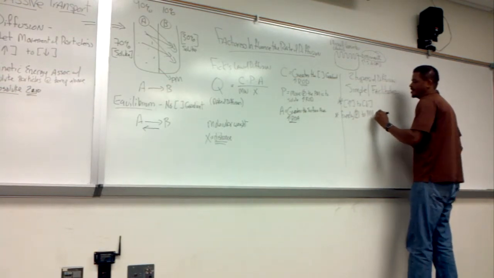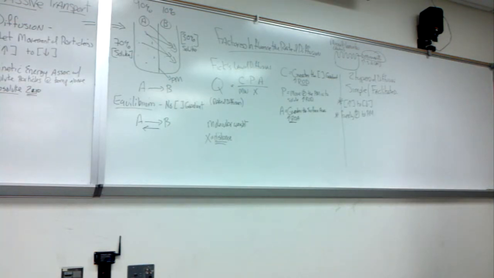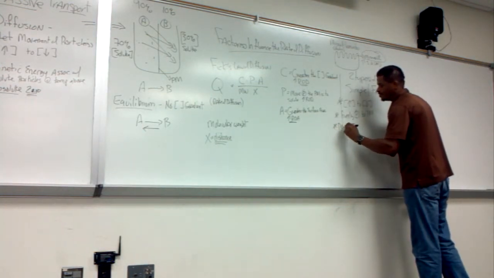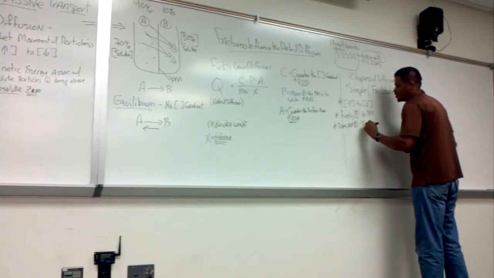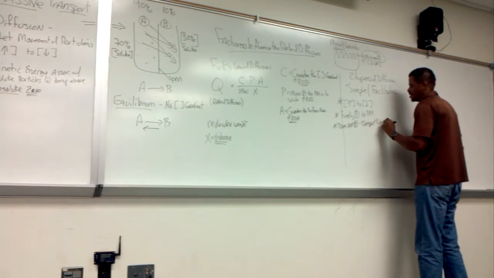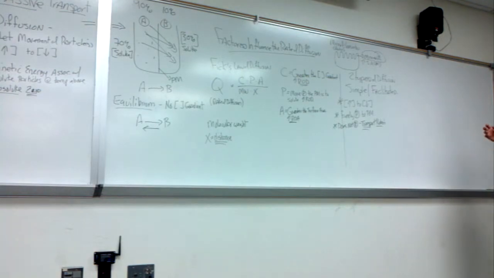So therefore, in simple diffusion, we do not require a what? Transport protein. So it does not require a transport protein. So in simple diffusion, we're transporting material which is freely permeable to the plasma membrane. It does not require a transport protein.